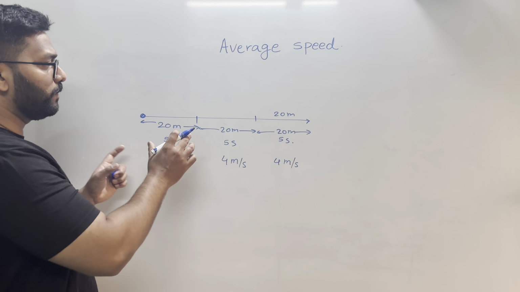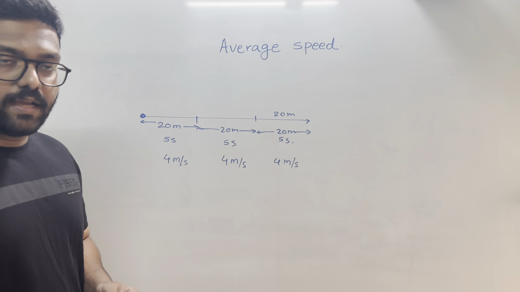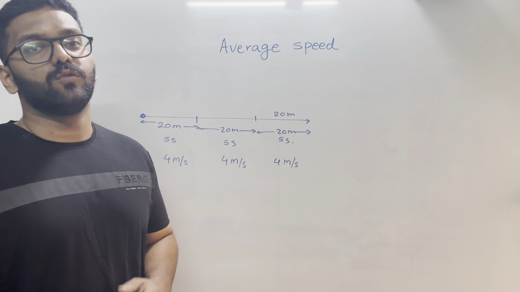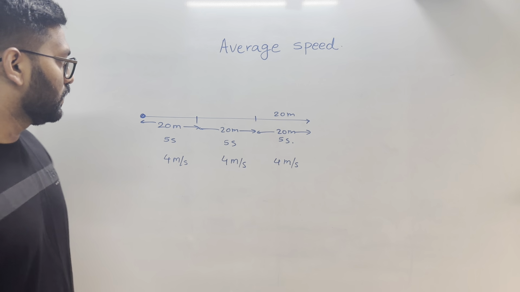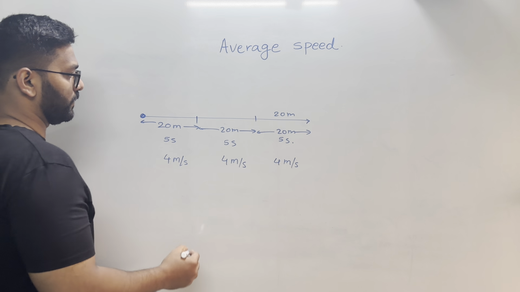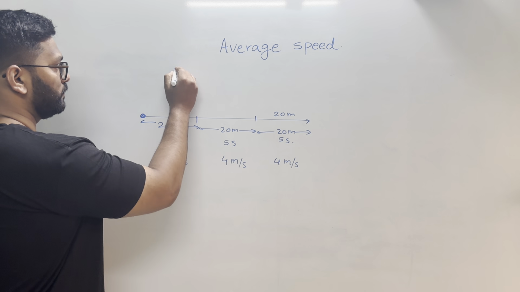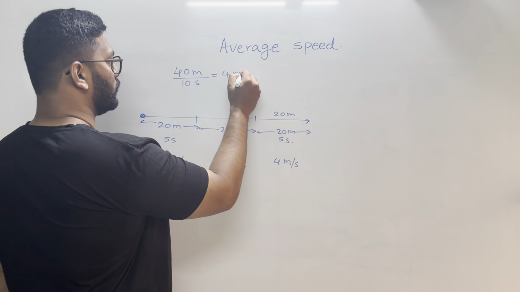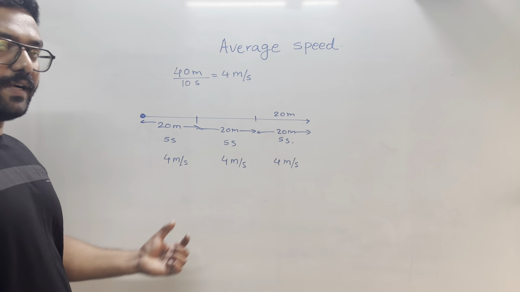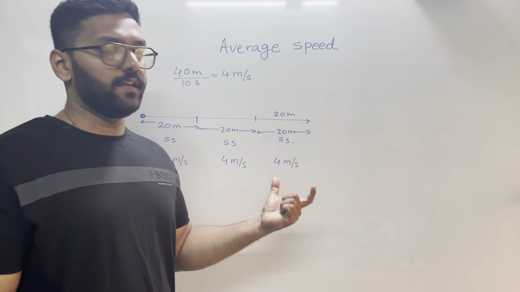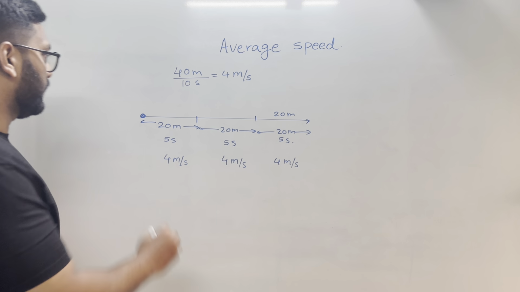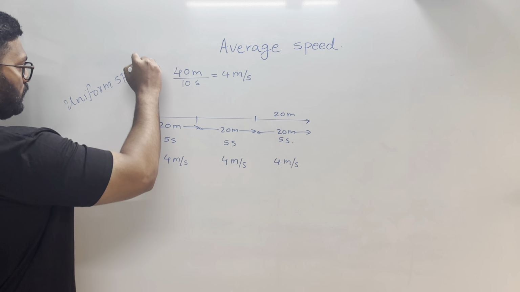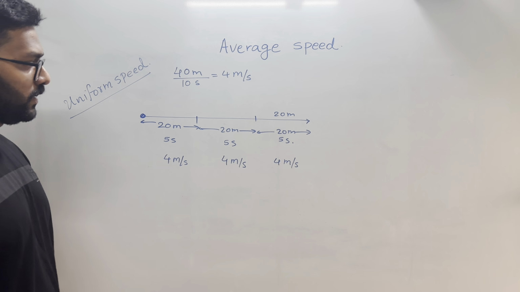No matter how big or small the interval is, if the speed turns out to be constant, then we can say that the object is moving with a uniform speed or a constant speed. If you take this whole interval of 40 meters and divide it by 10 seconds, you are going to get the same answer, 4 meters per second. So no matter how small or how big an interval you take, you will always get a constant speed in the case of motion with a uniform speed.